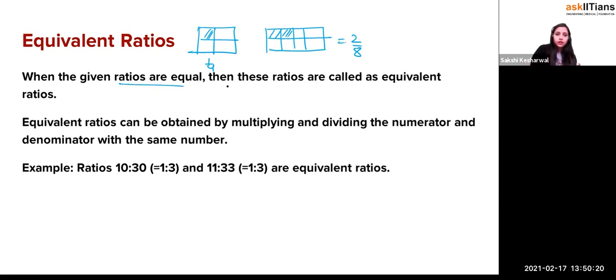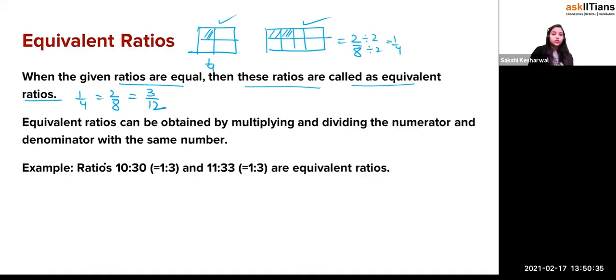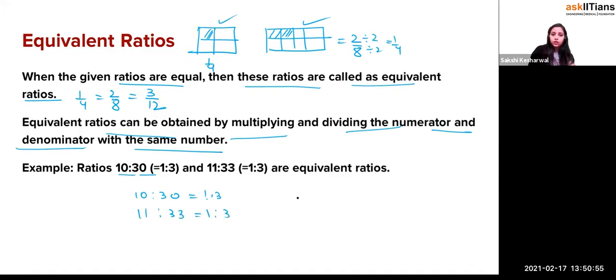When the ratios are equal, the ratios are called equivalent fractions, right? So can I write this as divide by 2 and divide by 2, which is equal to 1 by 4? So are these two ratios equal? That is, 1 by 4 is equal to 2 by 8. Can I write this as 3 by 12? Yes or no? So equivalent ratios can be obtained by multiplying or dividing the numerator and the denominator by the same number. This we have done. It's the same as the fraction. So the ratio 10 to 30 can be written as 1 to 3. Or 11 to 33 is again 1 to 3. So can I say that 10 upon 30 is equal to 1 by 3 is equal to 11 by 33?